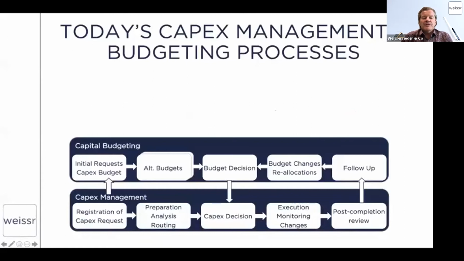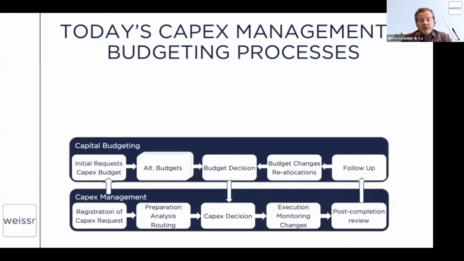This is a typical capital allocation process in companies today. You register a Capex request somewhere in a company, you process it, you prepare it, you analyze it, you add lots of documentation, you pass it through the chain of command in the company, you get your decision, execute, you monitor it, you make sure that it follows its budget and so on. Then you hopefully have a post-completion review at the end. Parallel to that process, you have a capital budgeting process with alternative multi-year budgets or whatever you might have. You get a budget decision, etc., etc.